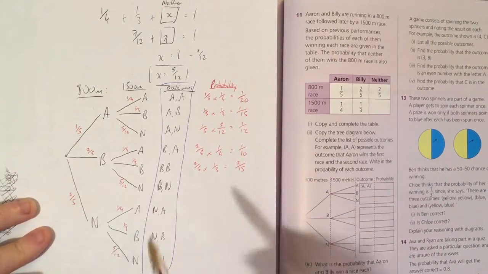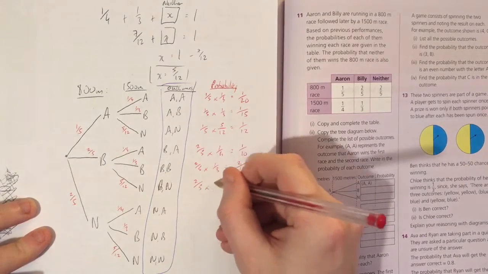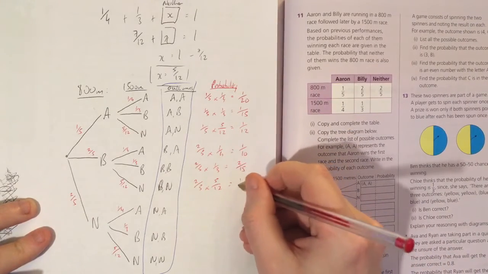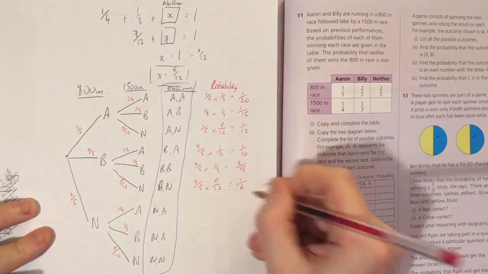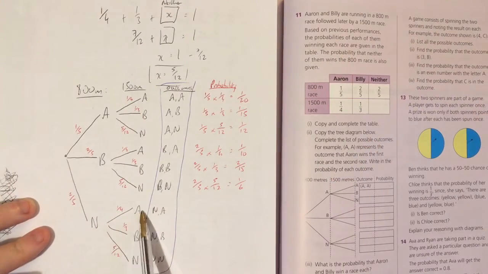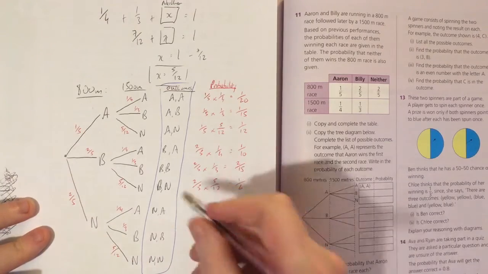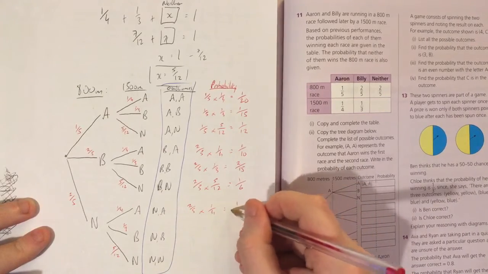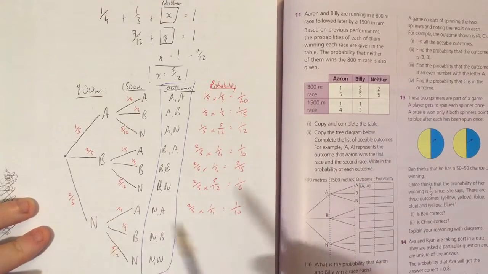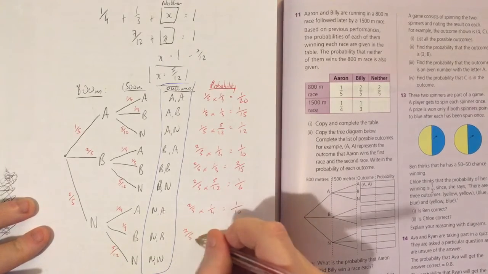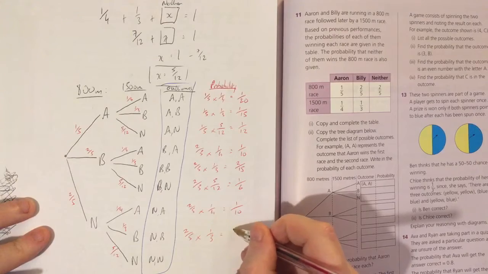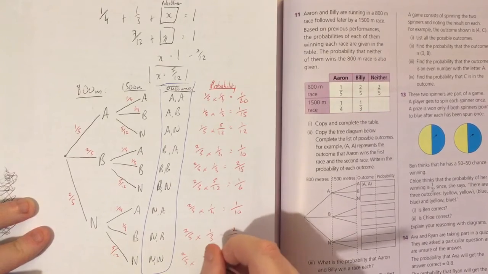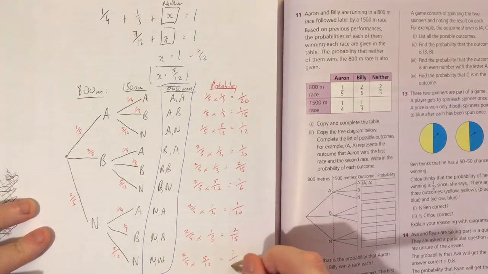Billy, then neither, 2 in 5 by 5 in 12. That would be 1 in 6. All right. Neither, then Aaron, 2 in 5 and then 1 in 4. So 2 in 5 multiplied by 1 in 4. That will be 2 over 20, which is 1 in 10. Neither, then Billy, so 2 in 5 and 1 in 3. So 2 in 5 multiplied by 1 in 3 is 2 over 15. Neither, then neither, 2 in 5 by 5 in 12 would be 1 in 6 again.